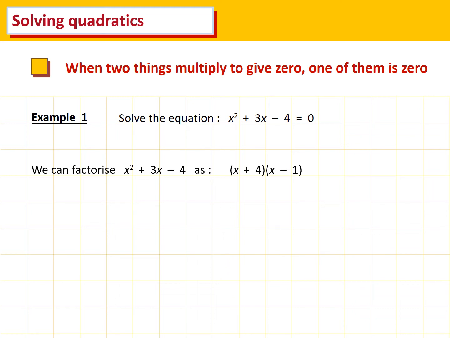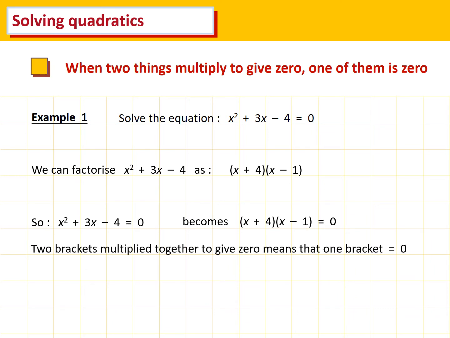Therefore, the quadratic expression is equivalent to the two brackets. Those two things are equal. So if the quadratic expression equals 0, it must mean that the two bracket form equals 0. Now, two things multiplied together are giving us 0, which must mean that either the first bracket, x plus 4, equals 0, or the second bracket, x subtract 1, equals 0. And this is going to give us two possible answers.